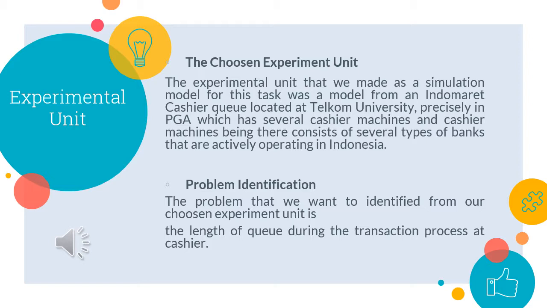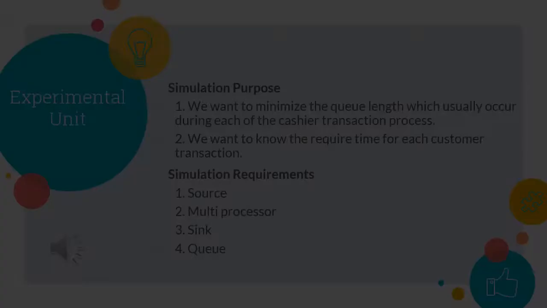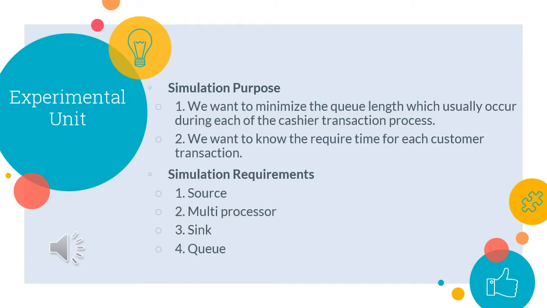So for the problem identification, we want to identify from our chosen experiment unit the length of queue during the transaction process at the cashier. Okay, next is simulation purpose. We have two purposes. The first is we want to minimize the queue length which usually occurs during each of the cashier transaction process. And the second, we want to know the required time for each customer transaction.